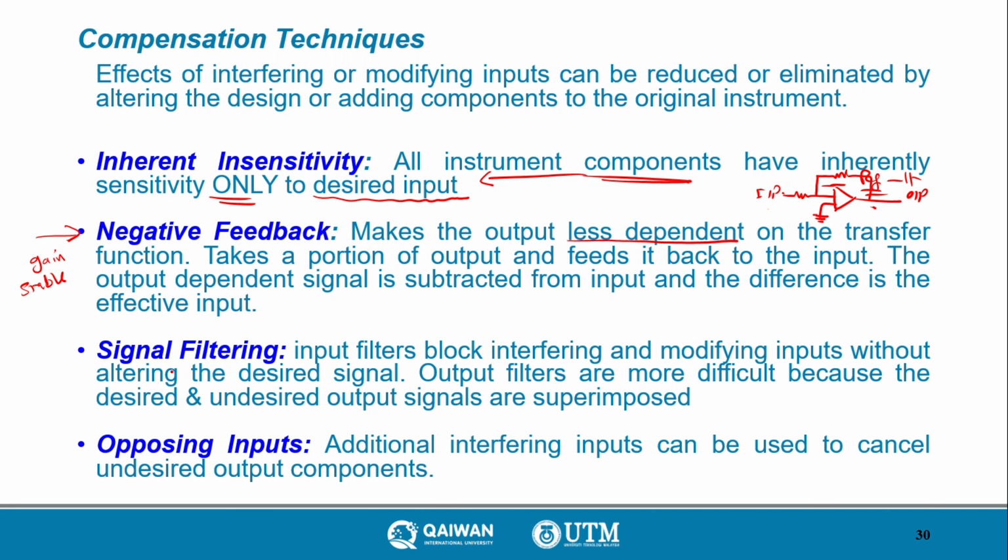and can be determined. Signal filtering: the input filter will block the interfering and modifying inputs without altering the signal. Different types of filters can be used, like the high pass filter, low pass, or band stop filters. Opposing inputs: additional interfering inputs can be used to cancel undesired output components.